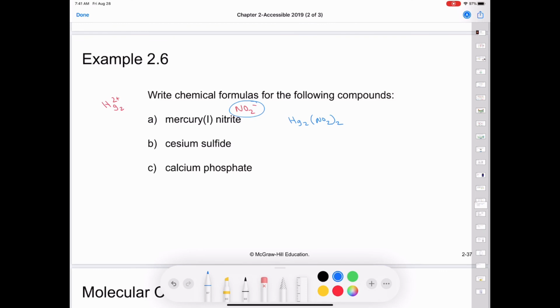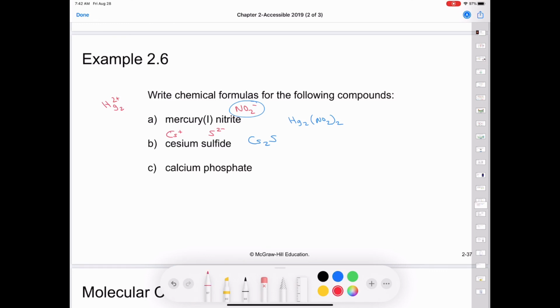Let's take a look at B. We have cesium sulfide. Cesium sulfide, so cesium is in group 1A, so cesium always has a 1 plus charge, and sulfide always has a 2 minus charge, and I went over that earlier in this video. And so I'm going to have two cesiums to cancel out the -2 charge, and so I get Cs2S.